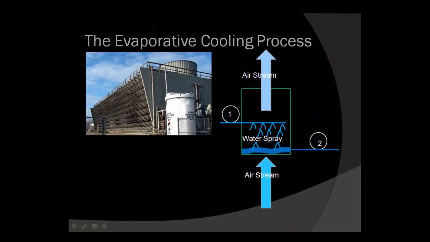Evaporative cooling also occurs in a cooling tower, but in this application, the process is to cool the water. Water is sprayed into an airstream, and some of this water evaporates. The heat required to evaporate the water comes from the airstream and also from the water that does not evaporate. The cooled water is then returned to the system where it can be reused.